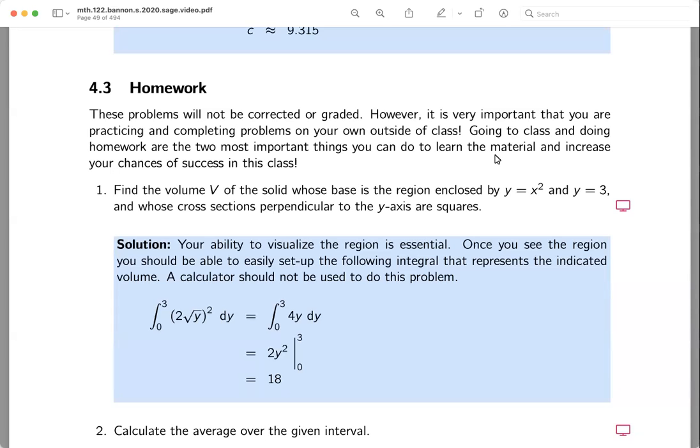Okay, we're in section 4.3 of the homework. Again, I can't remind you enough about the importance of doing homework outside the class. The more time and effort you put into your studies, the more likely you'll be able to do very well in exams and move forward in your studies and hopefully enter a career that you enjoy.